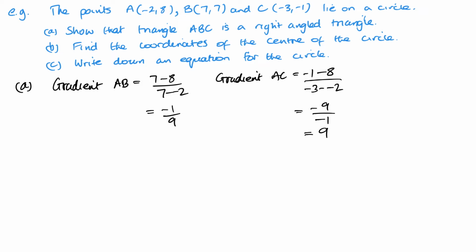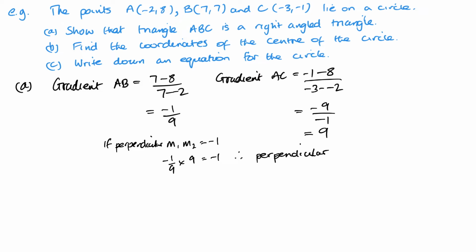In this case, I don't need the gradient of the third line, so I won't bother working it out. But if I did need the third one, obviously I'd just do it in the same way. So these two now are clearly perpendicular. We can think of gradient 1 times gradient 2 should equal minus 1, which is what we've got. And you just need some sort of explanation. It doesn't have to be perfect. Just want to show that they are perpendicular: multiply them together should give you negative 1. And you can put that here, so if you want, if perpendicular, this happens. Anything like that.